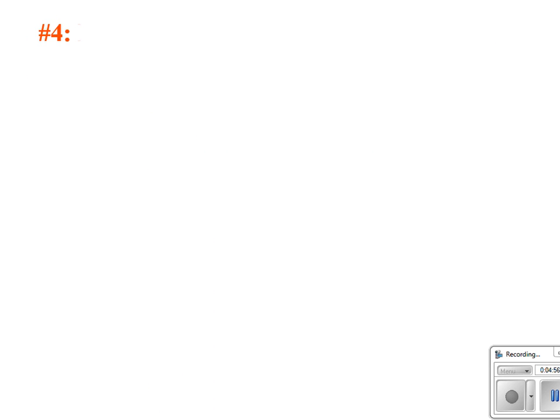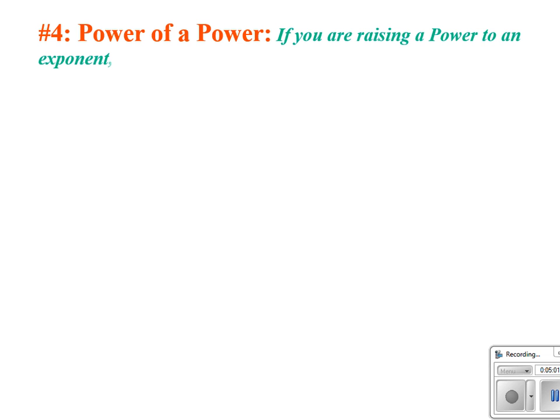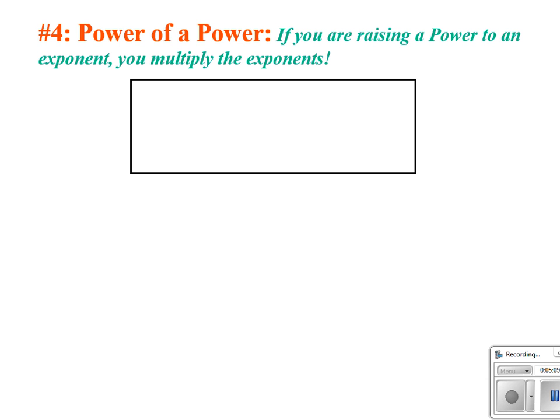Law number 4, power of a power. If you are raising a power to an exponent, or a power to a power, or an exponent to an exponent, you multiply the exponents. Okay, so if you have x to the m to the n power, you multiply the m and the n. When you have a power to a power, you multiply.